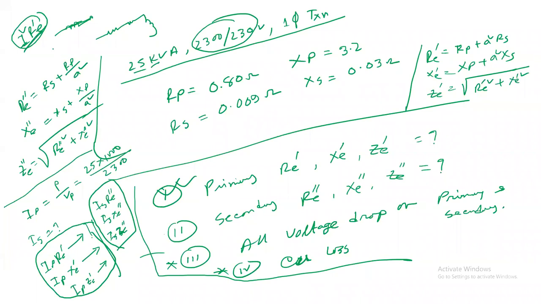Yes, sir. Clear. You know that this is the equivalent resistance. Okay, equivalent resistance, or this is the copper loss. So copper loss means this, or if you find out the copper loss, PCU, copper loss. Okay, copper loss is equal to the formula IP square.